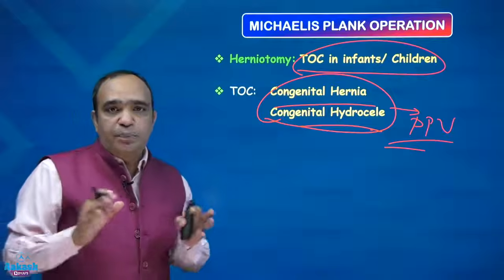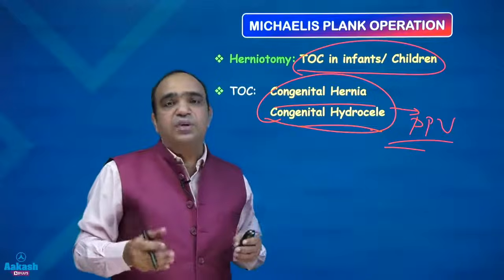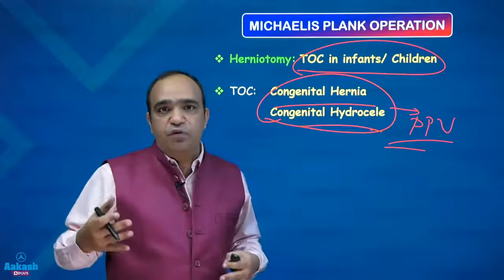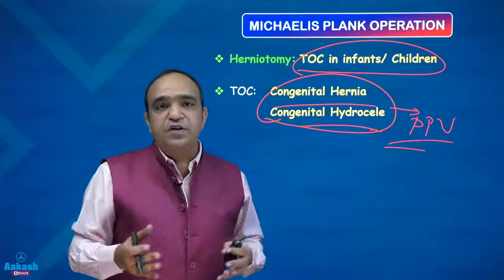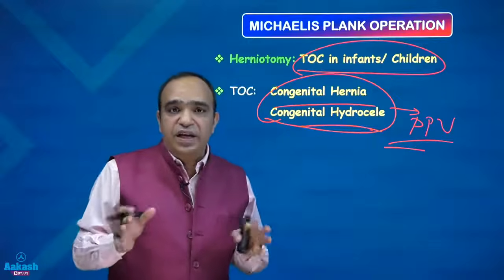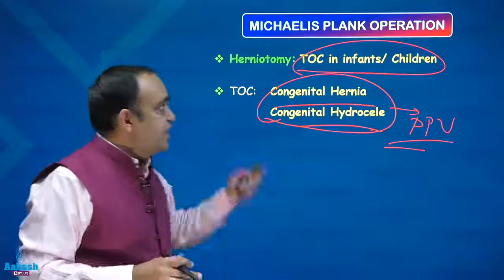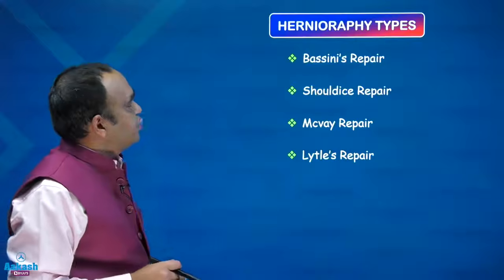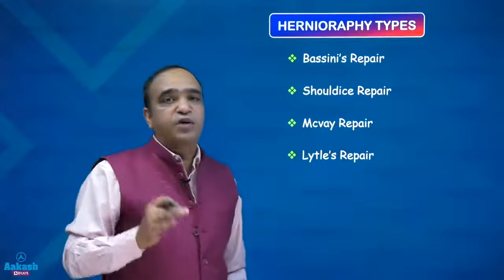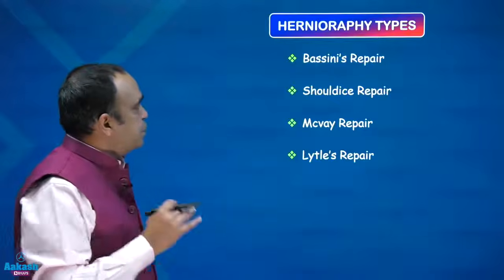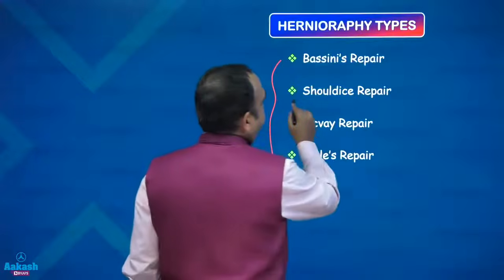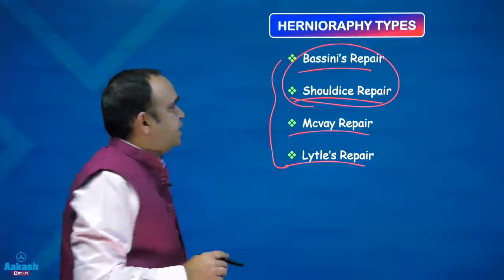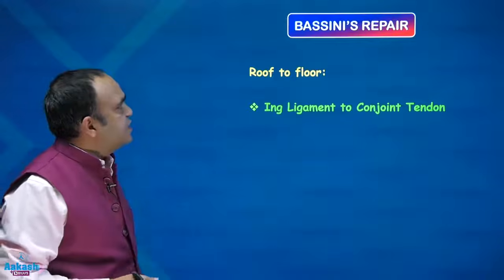Why do we not do repair in children? Because the anterior abdominal wall is growing, it will grow with age, so the dimensions of the inguinal canal will change. So any repair is not advocated at this stage, only herniotomy is sufficient. Now the types of herniorrhaphy: repair using local tissues. The most important top four, in fact the first two are the most important: Bassini, Shouldice, McVay and Lytle's repair. There are a few others we'll be discussing.